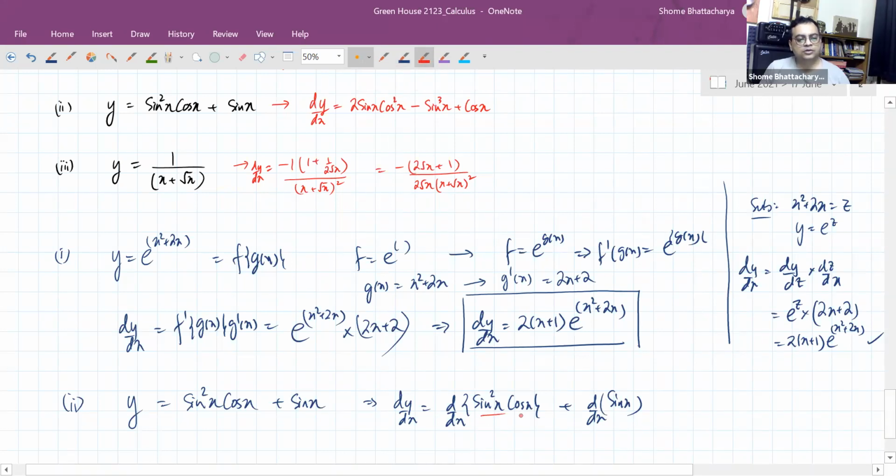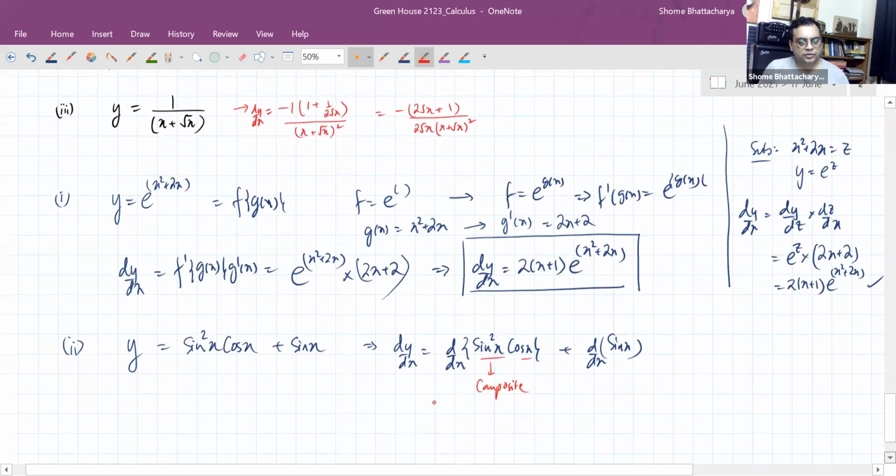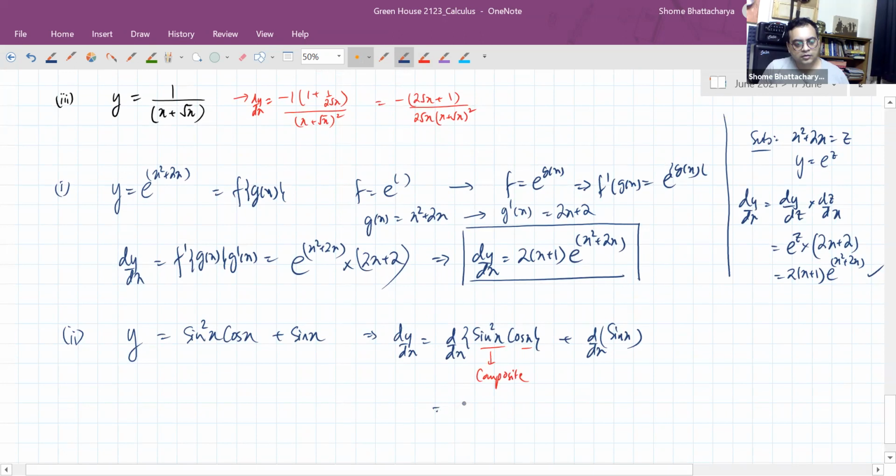And in this product, one of them is a composite function because it's sine square x. So this is a composite function. This is a simple function. So this will further become the differentiation of sine square x into cos x, plus sine square x into the differentiation of cos x, and plus this term separately, which is just cos x.